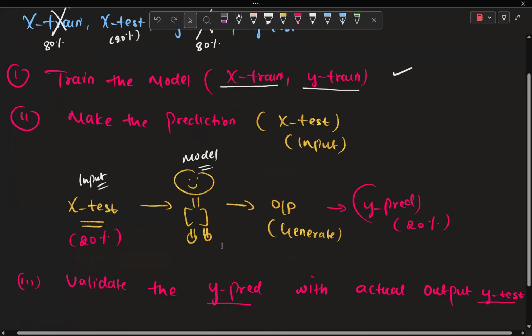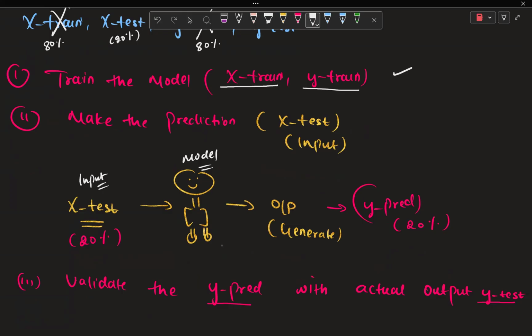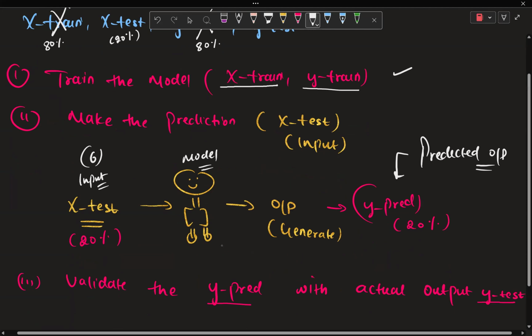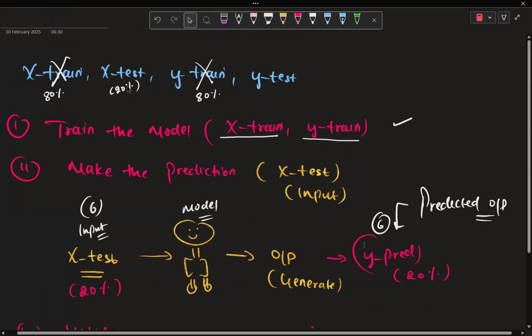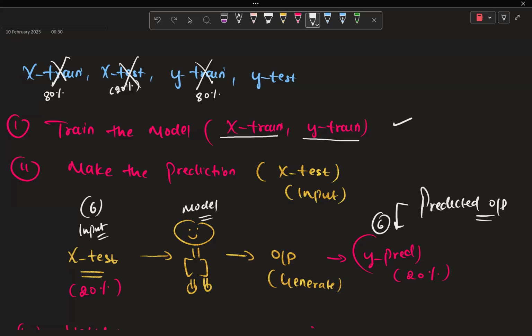So your model says, okay, how many input data do you have? 20%, 6 inputs, right? So your output is given by the model. The output given by the model is called what? It is called the predicted output. If you have taken 6 inputs, this will be 6 outputs or not? Now, 3 of them have been used here. What are you left with?